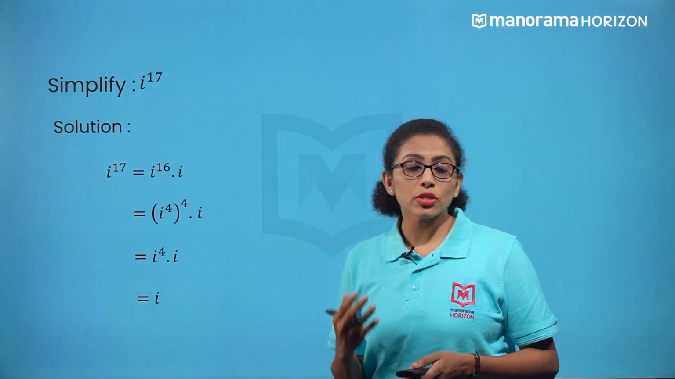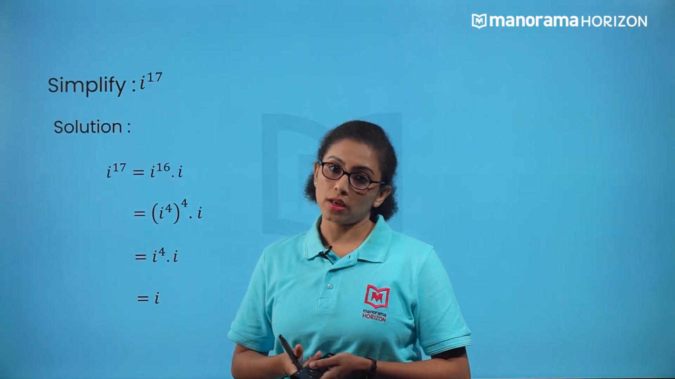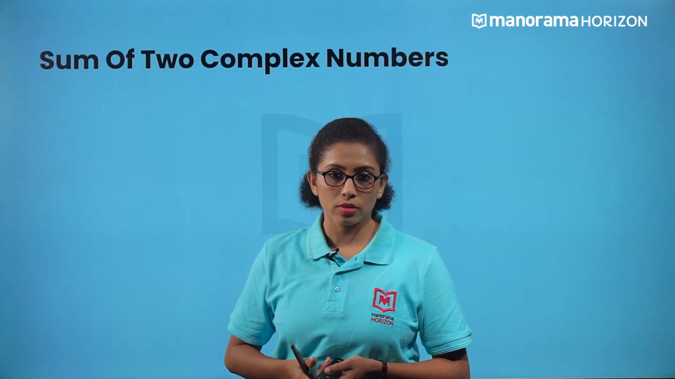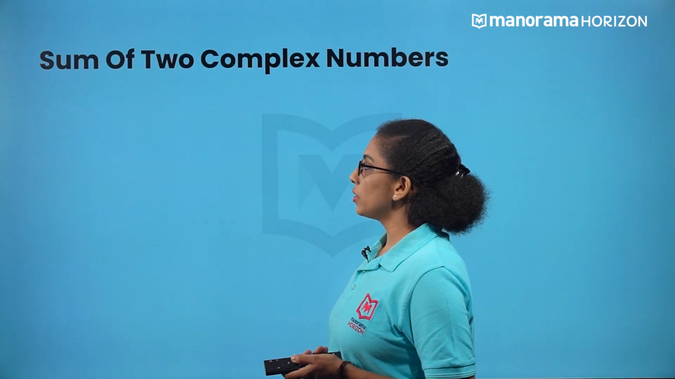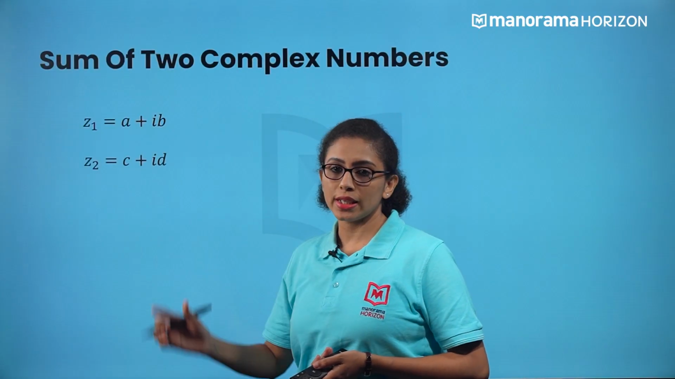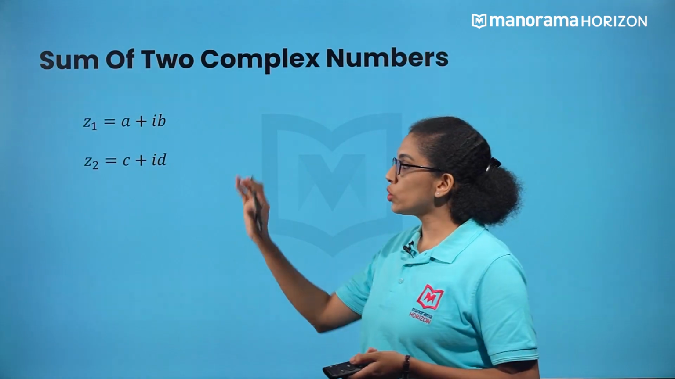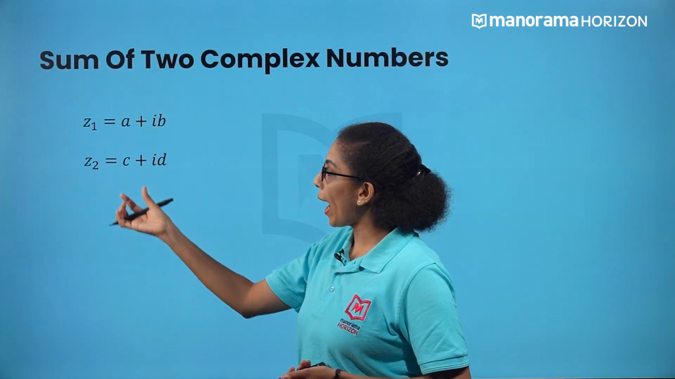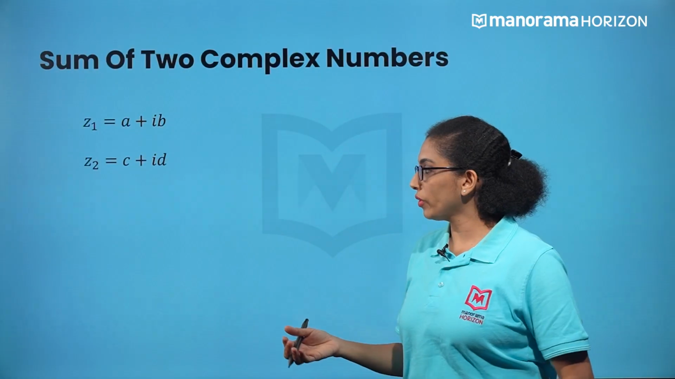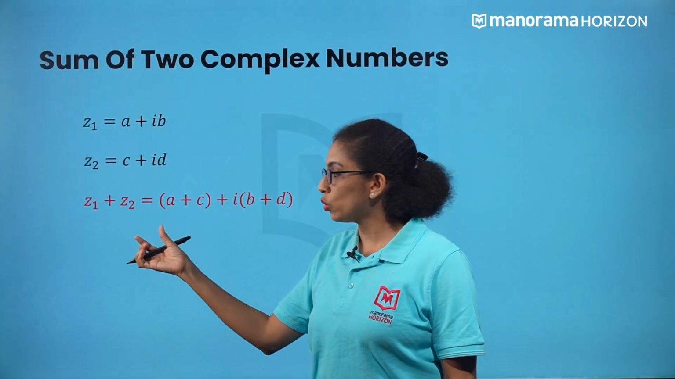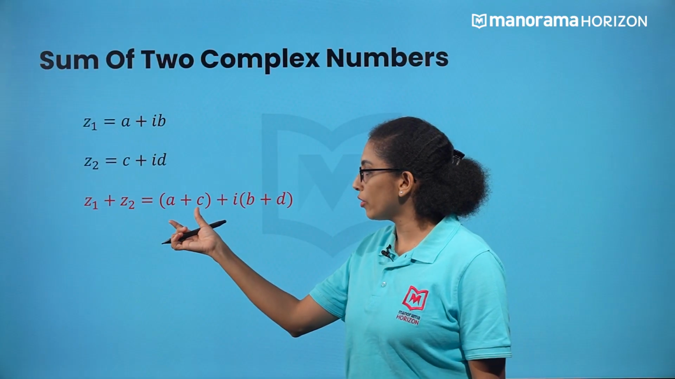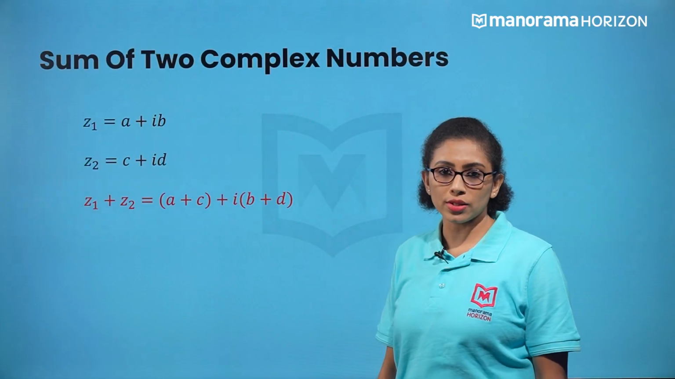Now, let us concentrate on the algebra of complex numbers. First, let's discuss the sum of two complex numbers. Assume two complex numbers, z1 is equal to a plus bi, z2 is equal to c plus di. In order to add these two complex numbers, we have to add the real parts together and imaginary parts together. So, what we get? z1 plus z2 is equal to a plus c plus i into b plus d. That means taking the real parts together and the imaginary parts together.